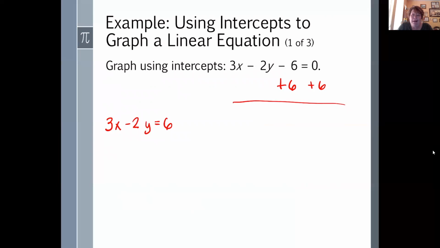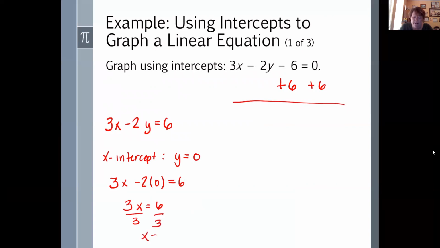So now let's find the x-intercept. To find the x-intercept, you are going to set y equal to 0. So you're going to get 3x minus 2 times 0 equals 6. 2 times 0 is 0, so you get 3x is equal to 6. Divide both sides by 3, and you get x is 2. So your x-intercept is the number 2. So you go on the x-axis and you plot the point at x equals 2.